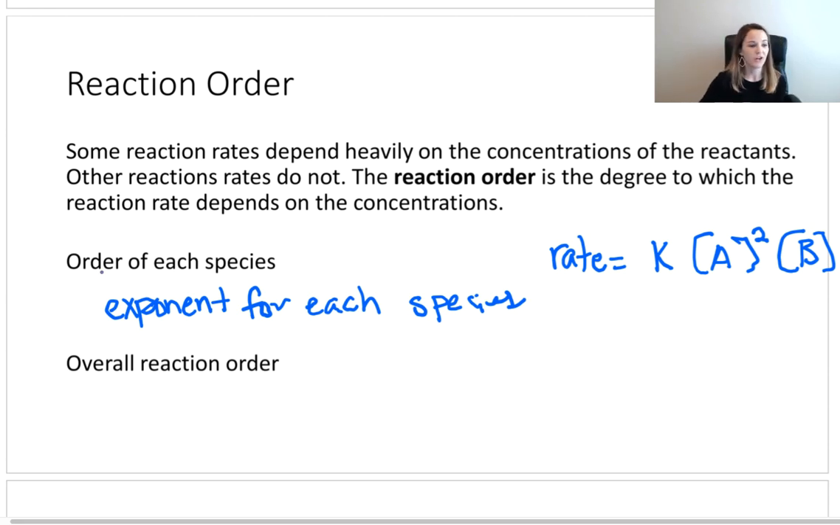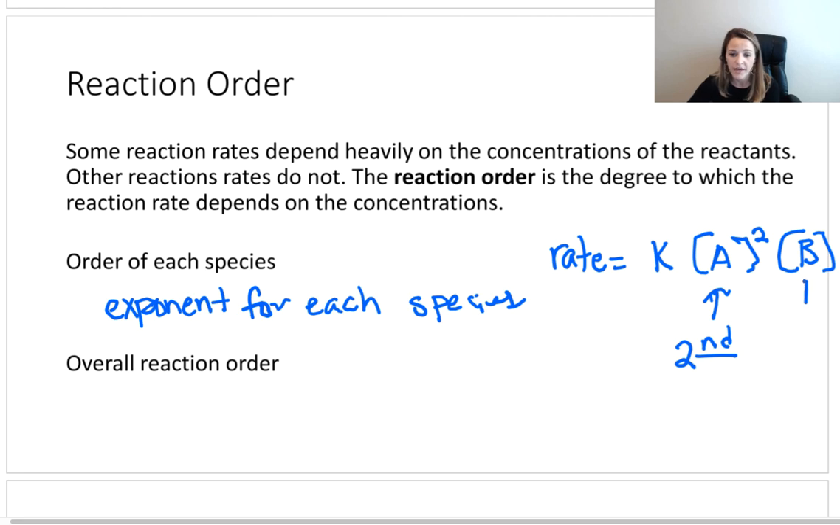So if we were going to look at the order of each species, that comes from the exponent. And so A, in this example, would be second order. We can tell that because of the 2 raised there, the superscript, or your exponent. So A is second order. That means our reaction rate is going to heavily depend on the concentration of A, and the more A we have, the faster it's going to be.